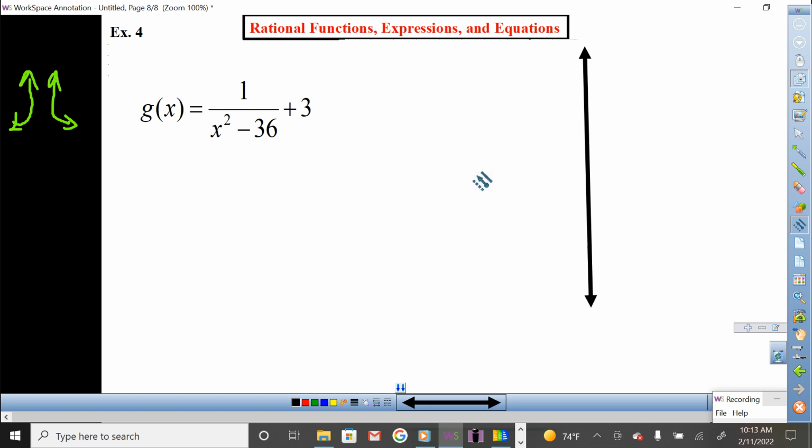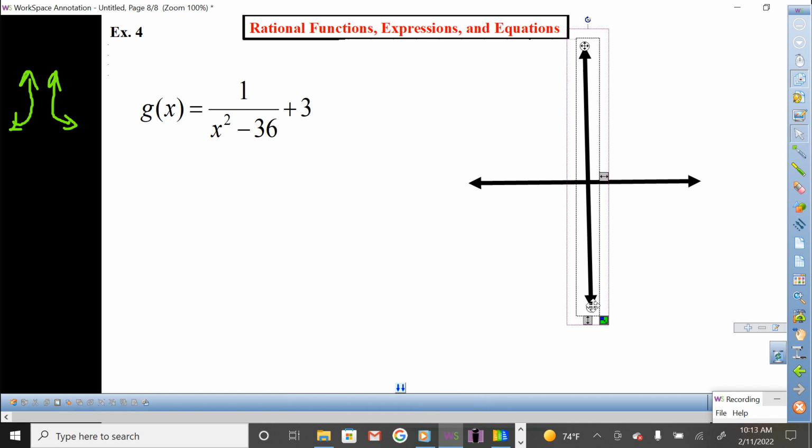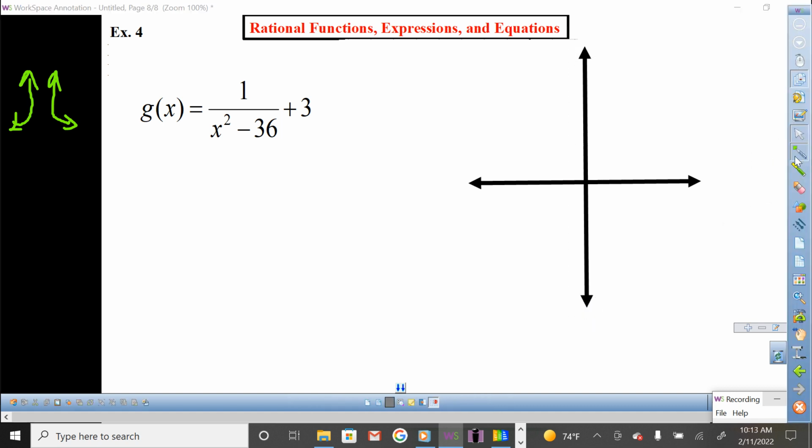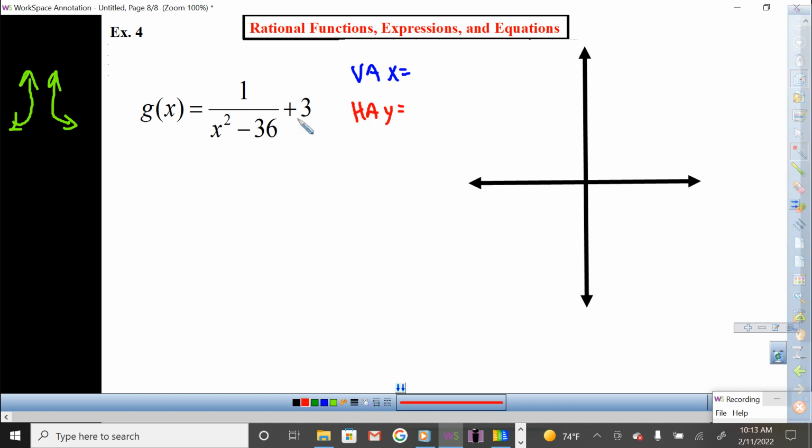So I'm going to start my coordinate plane. And of course, I need my HA and my VA. Here it goes. VA x equals, and you're just paying attention, you'll copy in a little bit, HA y equals. I'm going to give you the easy one first. The HA is 3, here. Yes? 1, 2, 3.